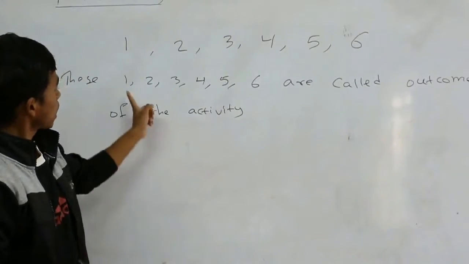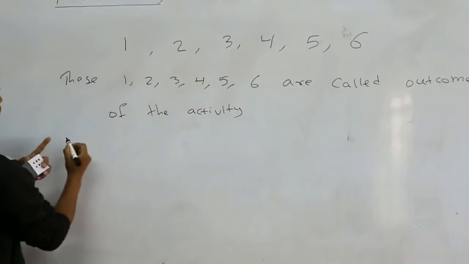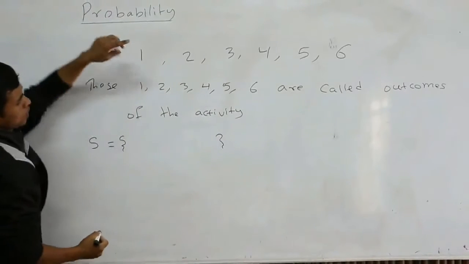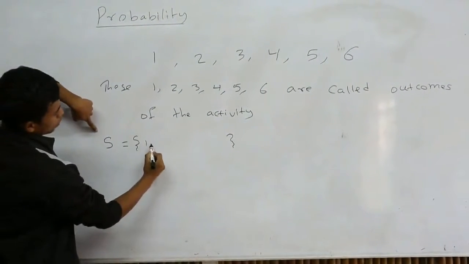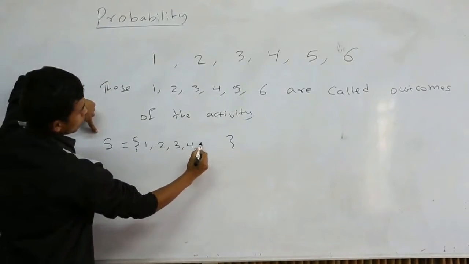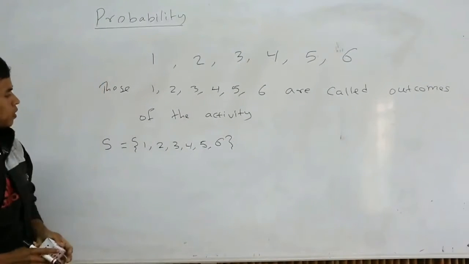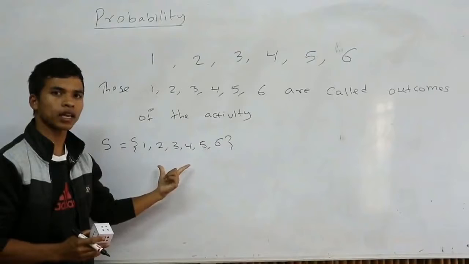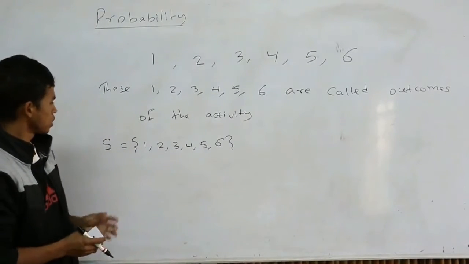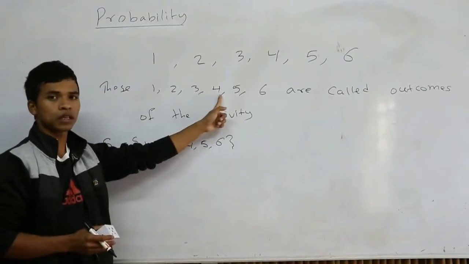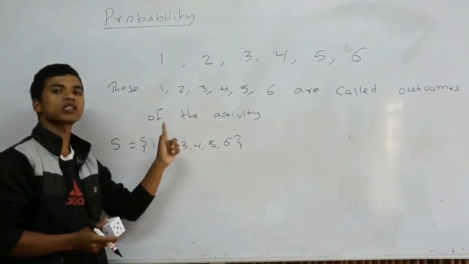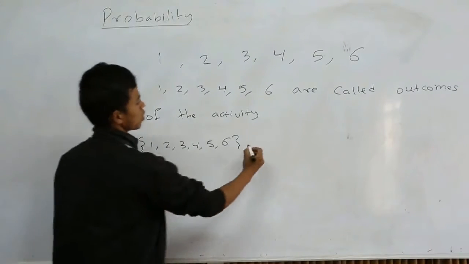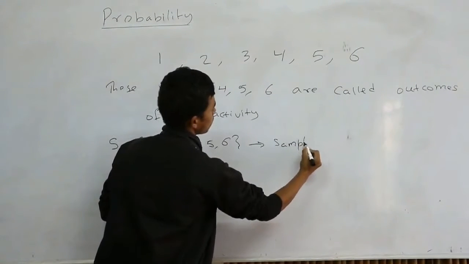And these outcomes, suppose you collect them in one set, and for a set we have a curly bracket, and then the members of this set we write here and we separate them by commas. This set S contains all the possible outcomes that you can get when you toss a die once. So this set which contains all the outcomes of this activity of throwing a die is called a sample space of this activity. So this S is called sample space.